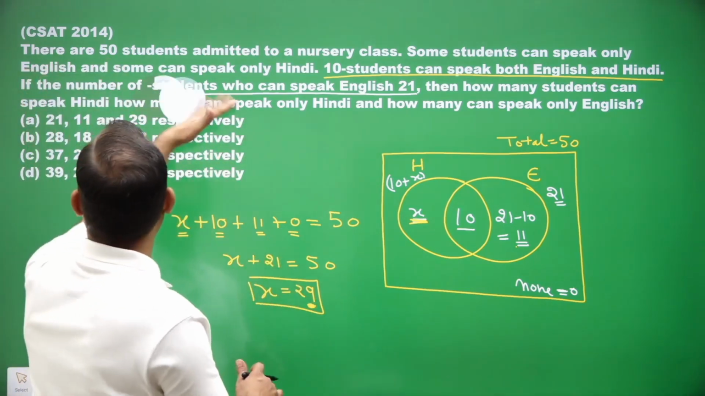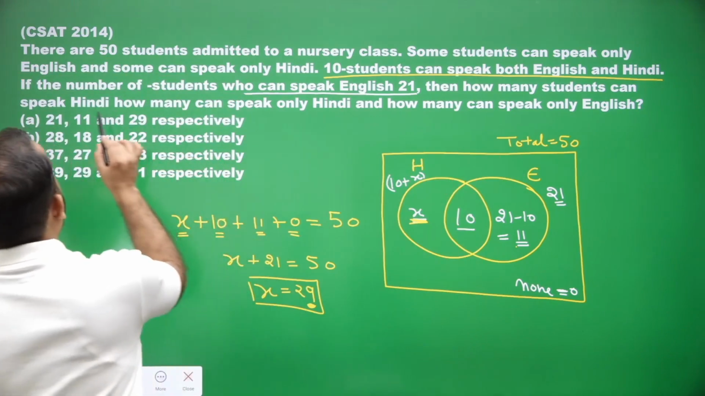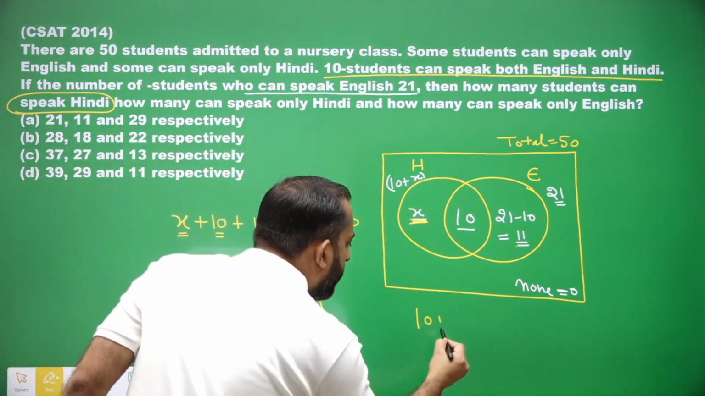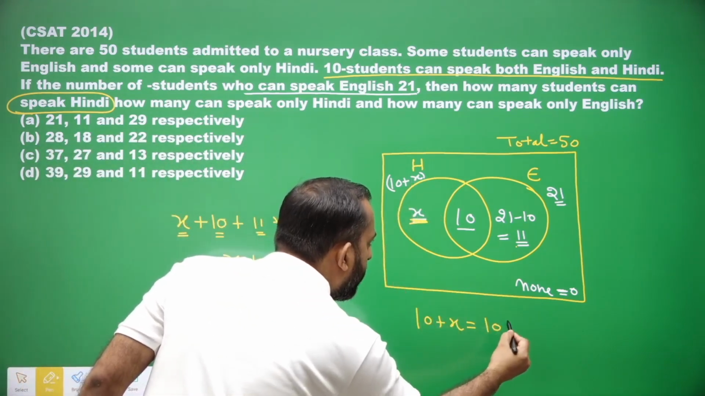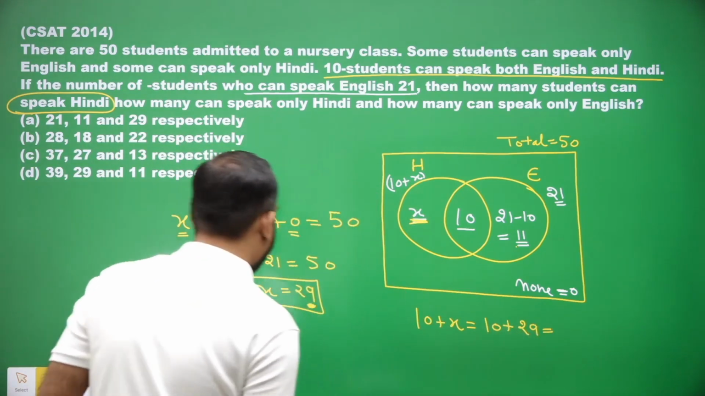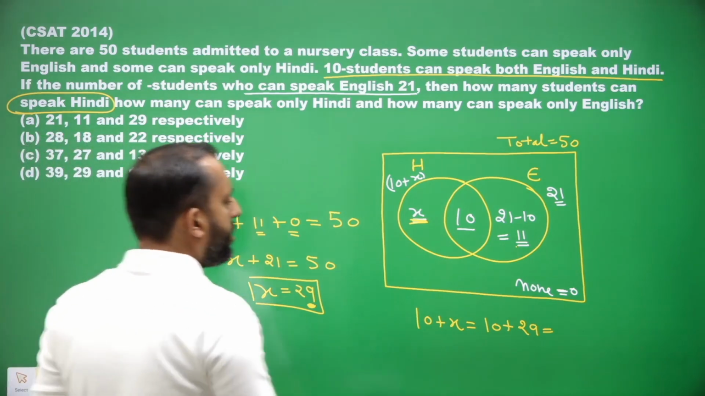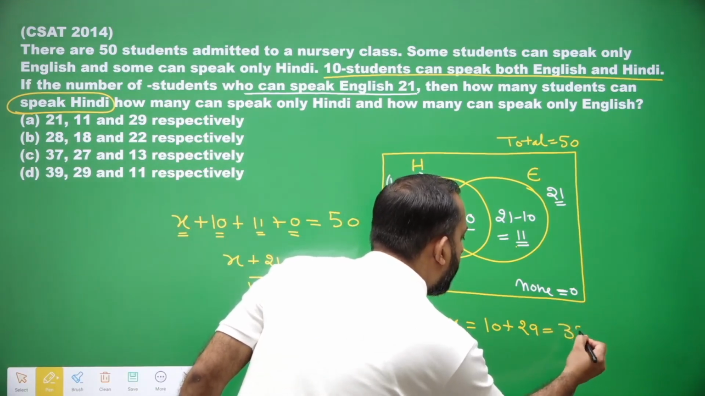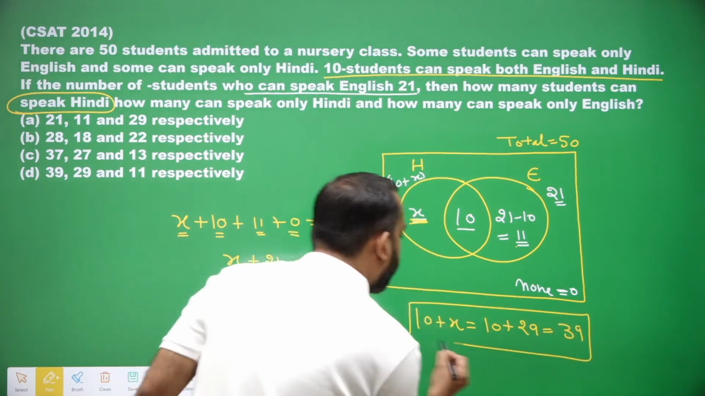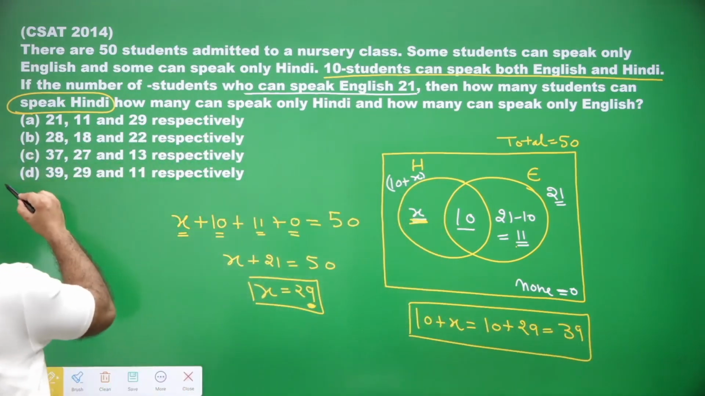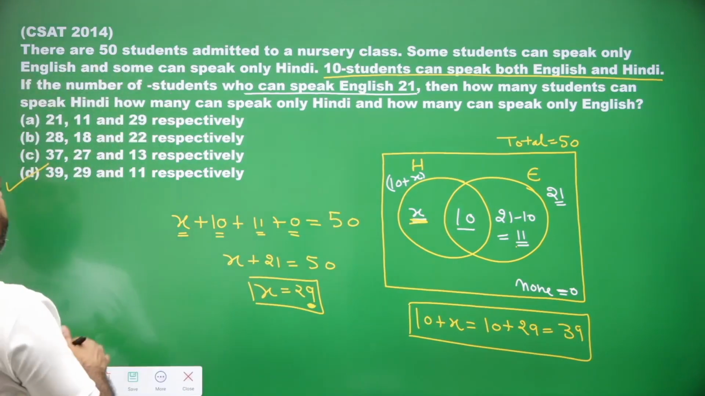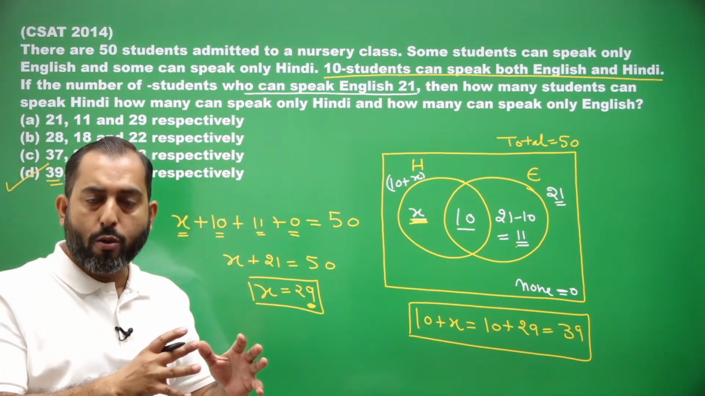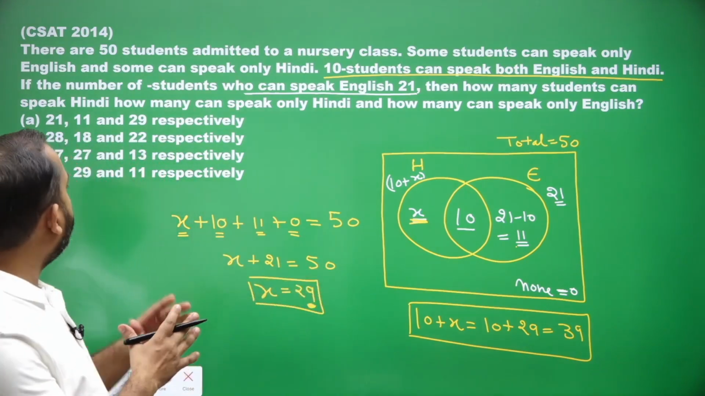So what was my question? How many students can speak Hindi? So the total number of students who can speak Hindi is 10 plus X, which is 10 plus 29, which is 39. So 39 people can speak Hindi. So I can see option D is the right choice, because the first value here tells us the total count of students who can speak Hindi.